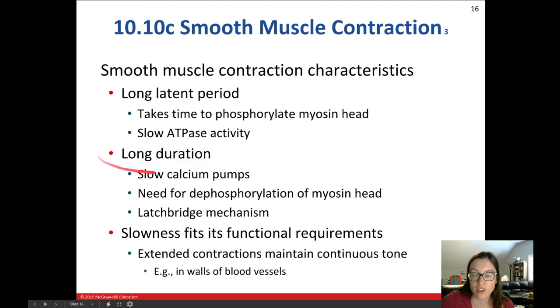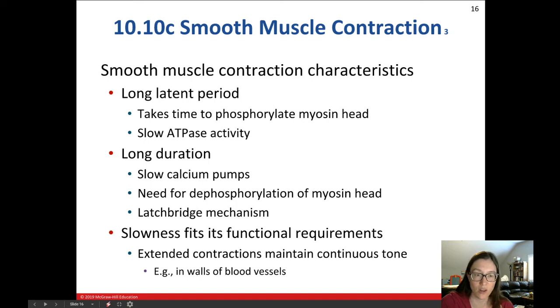There's a long duration. Calcium pumps are slow, so it takes a long time to remove calcium from the inside of the cell. In order to cause the muscle to relax, we have to have the other enzyme dephosphorylate that myosin head, and that takes a while. And then there's a latch bridge mechanism where actin and myosin stay attached for a long time without additional ATP. And so our smooth muscle can contract really well for a long time.